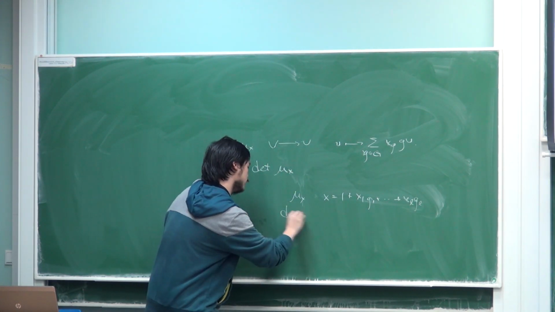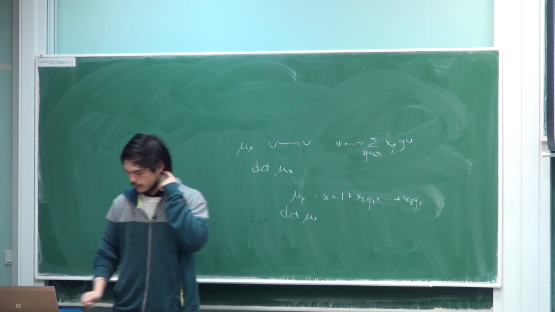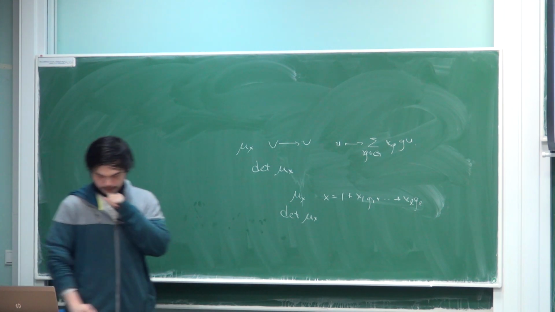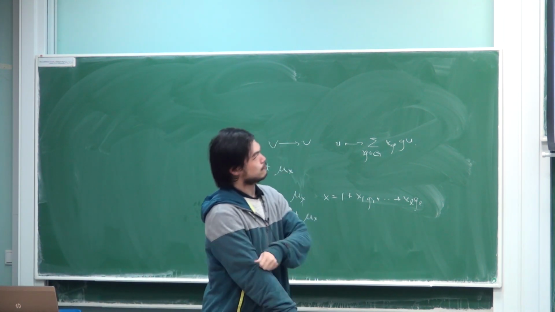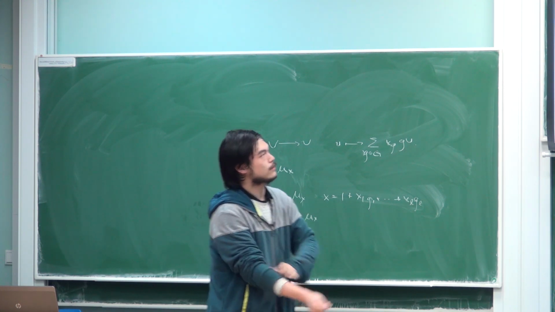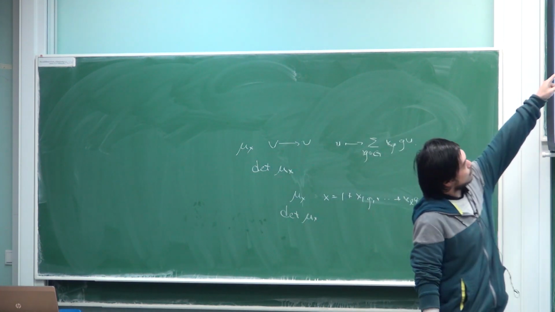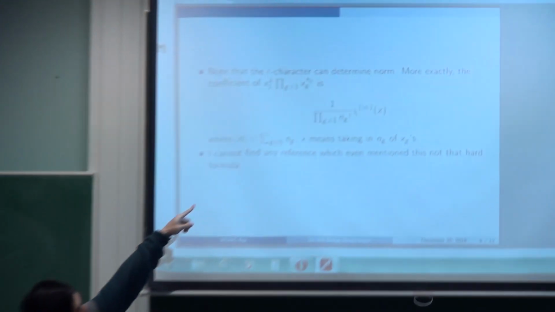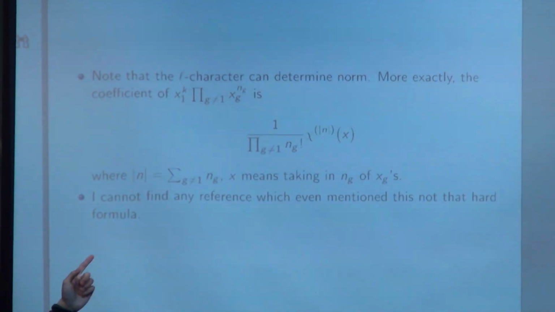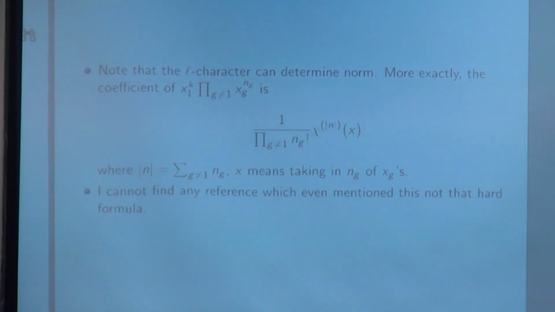It is a determinant of this, where X1 to XL is a determinant. And the relation is this. The L character can determine the norm. More precisely, the coefficient of this, we know that X1, K is the index, and NG is the index. The coefficient of this is determined. We have an expression for this. It's determined by the N character.